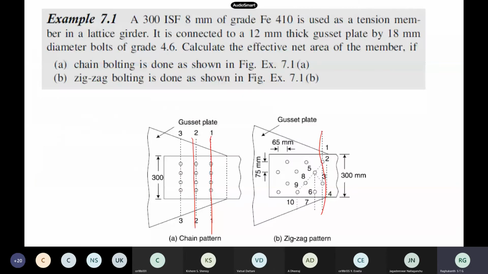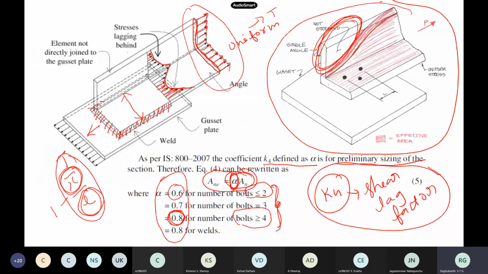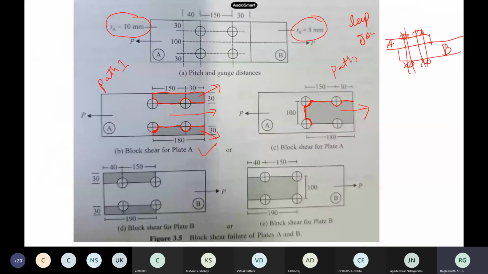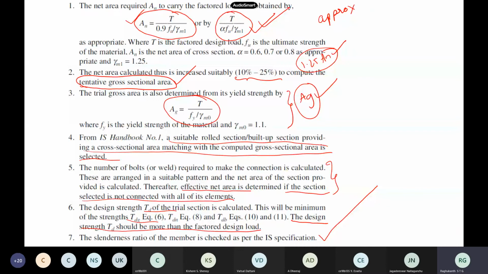So there are very easy, simple steps. Then, of course, one more thing you have to do is check for block shear. Block shear also you have to verify. This strength also should be more than the design load. So you do all the three checks, then you check slenderness, then the design is done. So these are the fundamental steps we do for a tension member design.